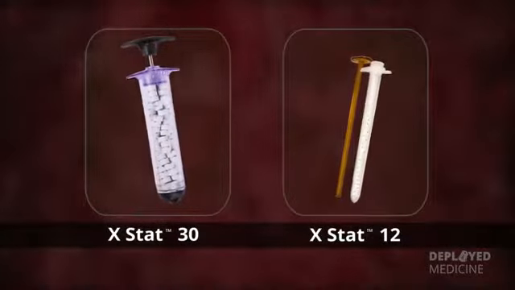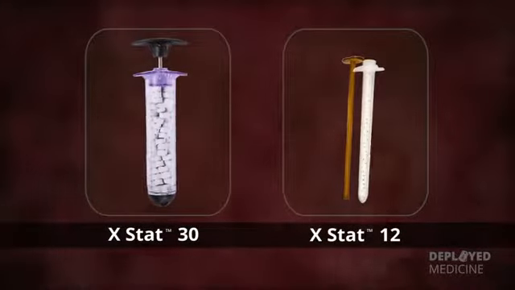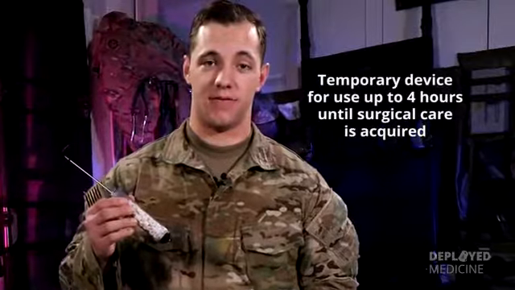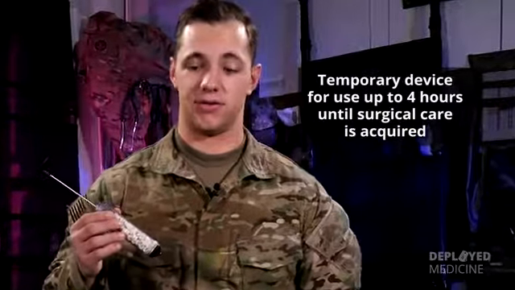So there are two different types of XStats, the XStat 30 and the XStat 12. One's for bigger wounds, one's for smaller wounds. The XStat is a temporary device for use up to 4 hours until surgical care is acquired.